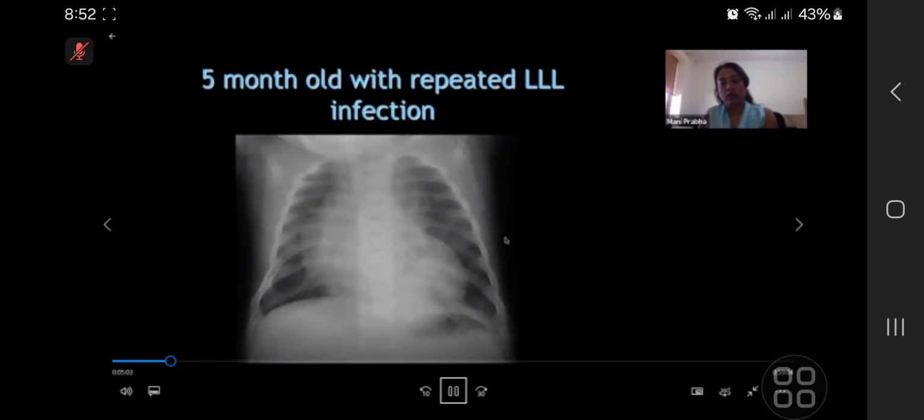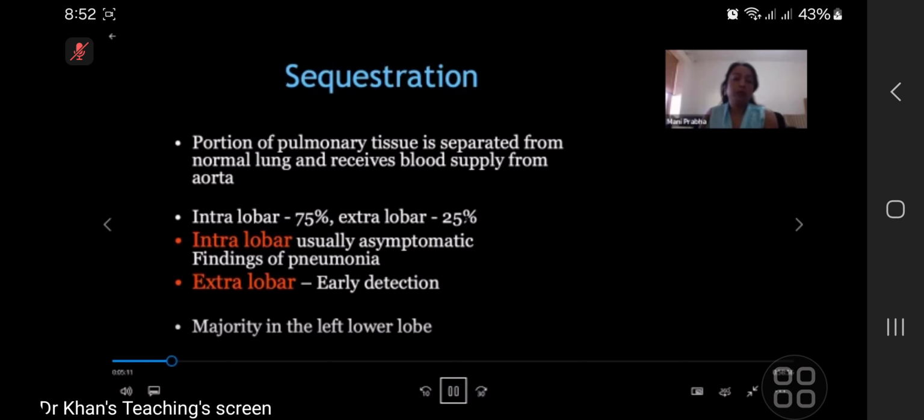Sequestration is a part of the lung which has a systemic supply. Rather than the pulmonary artery supplying that part of the lung, the aorta directly supplies the sequestrated lung. It can be intralobar and extralobar. Intralobar is more frequently seen. Extralobar is less frequent, but is usually detected early because it is associated with other congenital anomalies. Intralobar usually presents as pneumonia. The majority are seen in the lower lobe, more commonly on the left side.